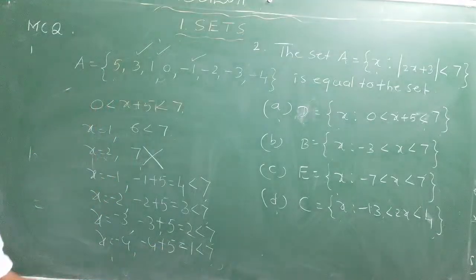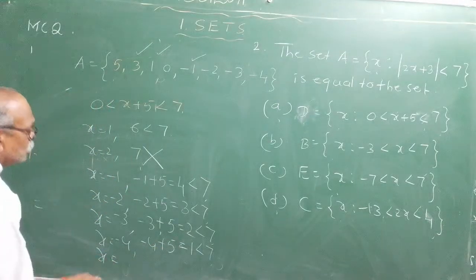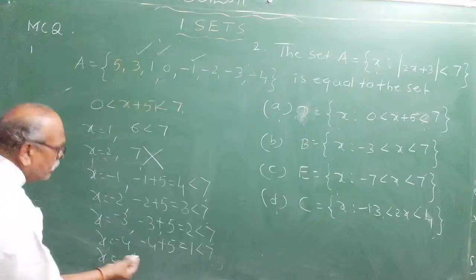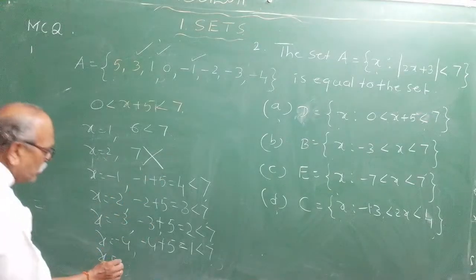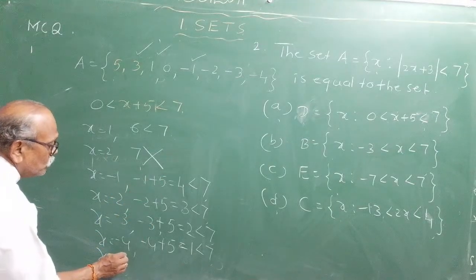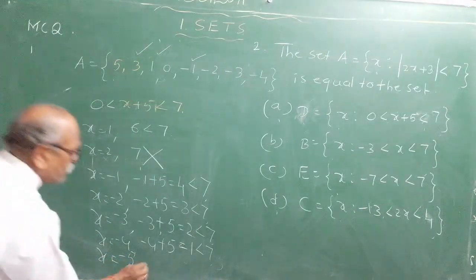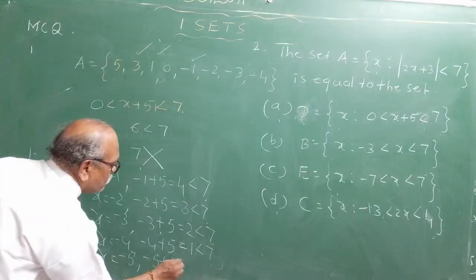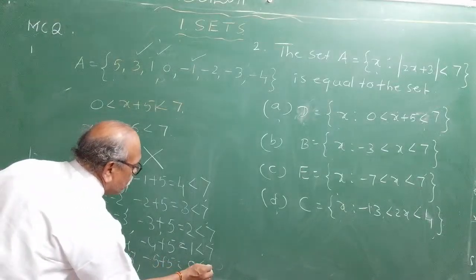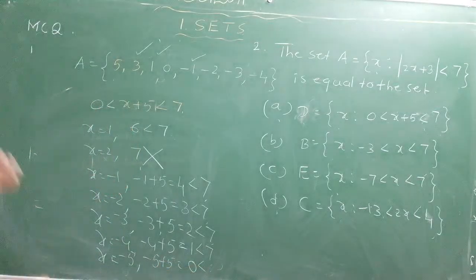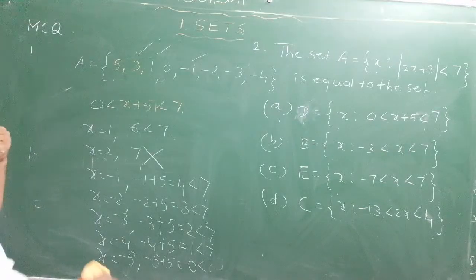1 is already there. If you take x is equal to 3, it becomes 8. No. You can take x is equal to minus 5. What do you get? Minus 5 plus 5 becomes 0. It should not be equal to 0. It should be less than 0.